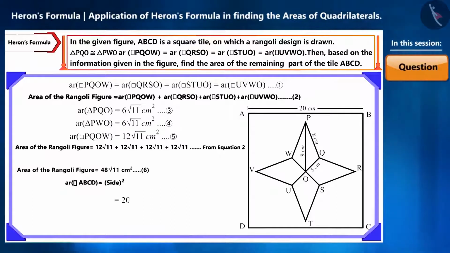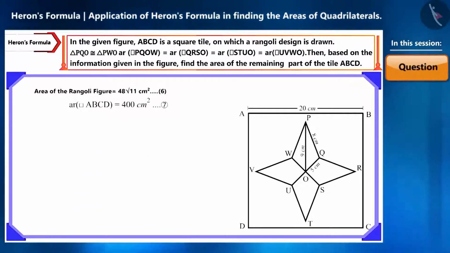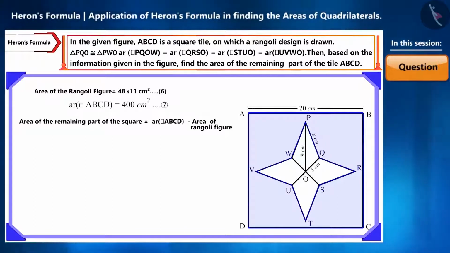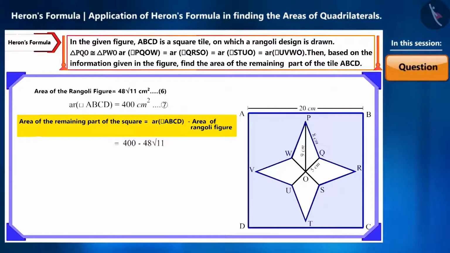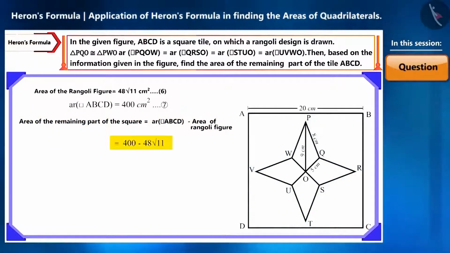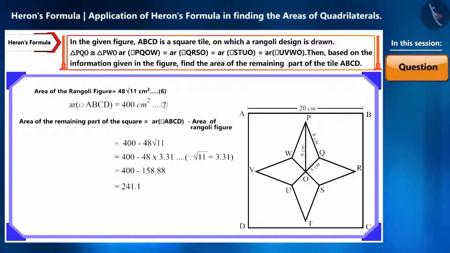Here, you can check your answer. We obtained it as 400 square centimeters. Now, we can find the area of the remaining part of the square tile by deducting the area of the rangoli from the area of the square tile. By substituting their values in this equation, we can find the area of the remaining part, which will be equal to 400 minus 48 root 11 square centimeters. Friends, you can substitute the value of root 11 here and simplify it.